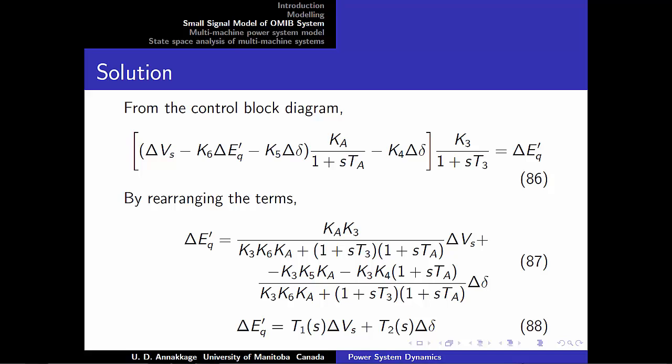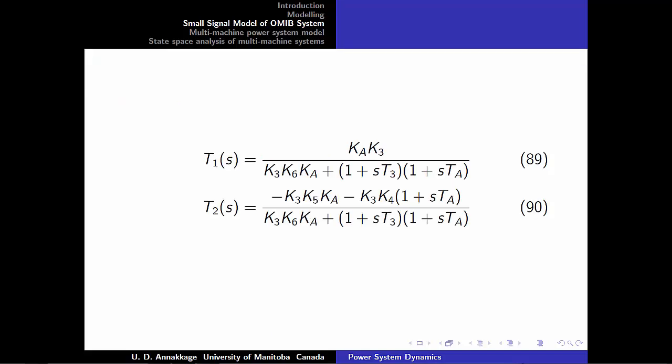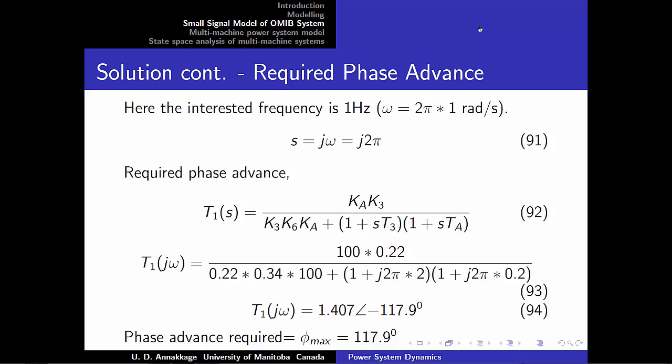So from the control block diagram, as we did earlier, we can derive the transfer functions T1 and T2. And we are interested in the transfer function T1. And also the frequency of electromechanical oscillations that we want to introduce damping to is 1 Hz. So S equals J times omega, or J times 2 pi. Now we substitute S equals J times 2 pi into the transfer function T1(S) and obtain T1 as a complex number in polar form, and its phase angle is negative 117.9 degrees. So we know that to compensate for that phase lag, we have to introduce a phase advance of 117.9 degrees.